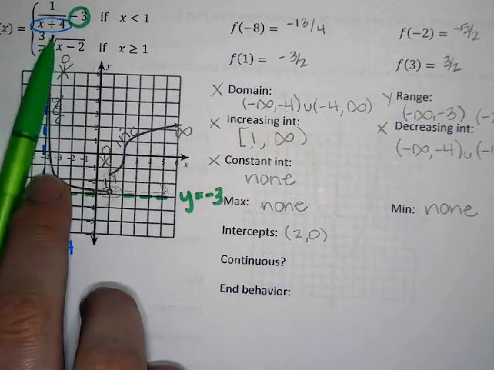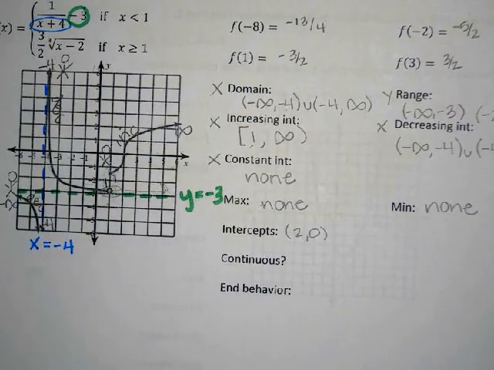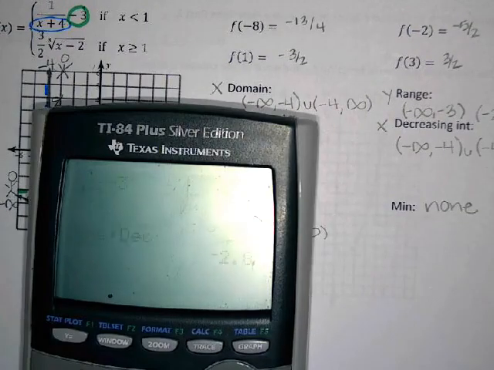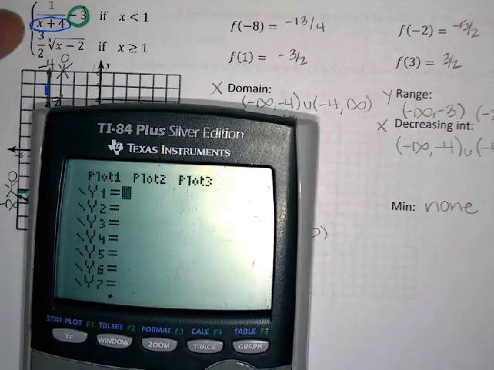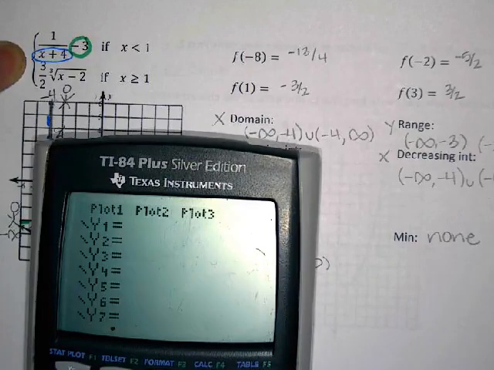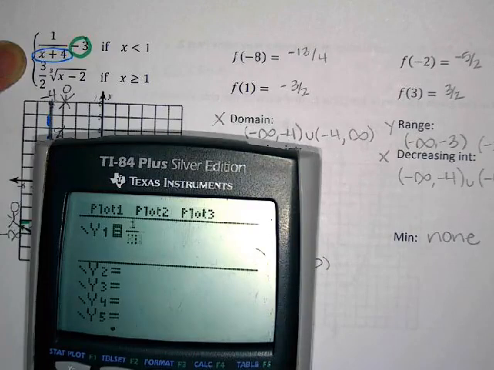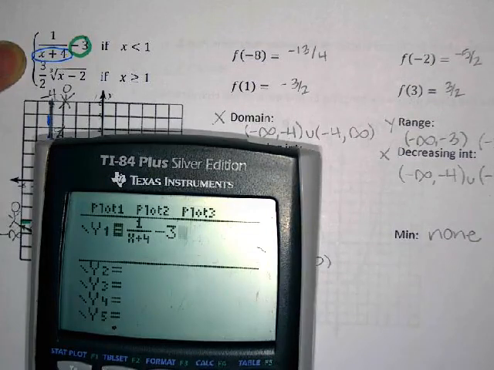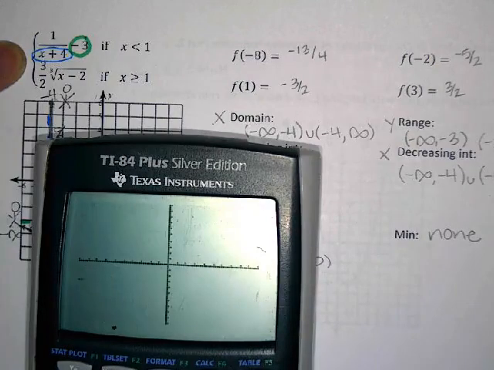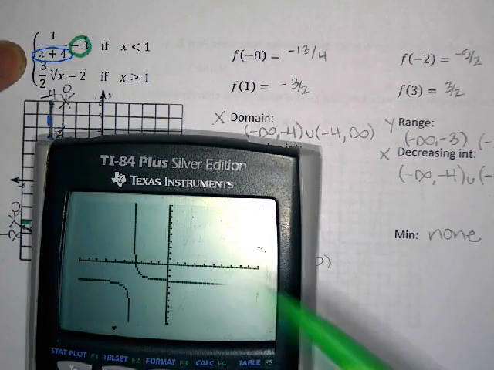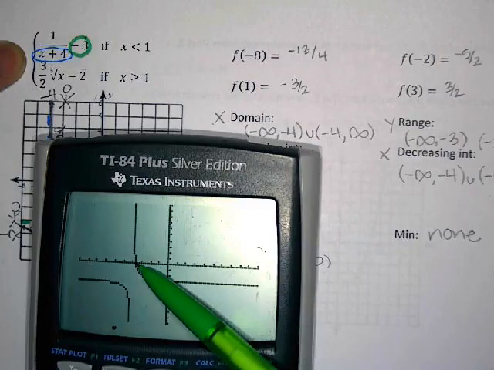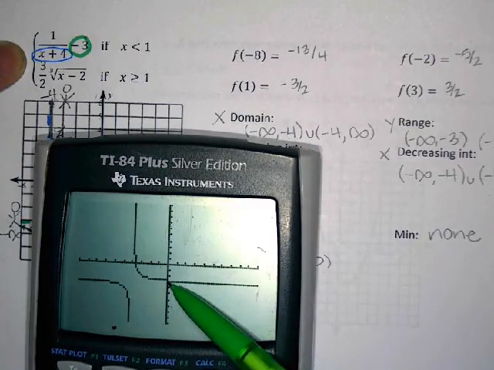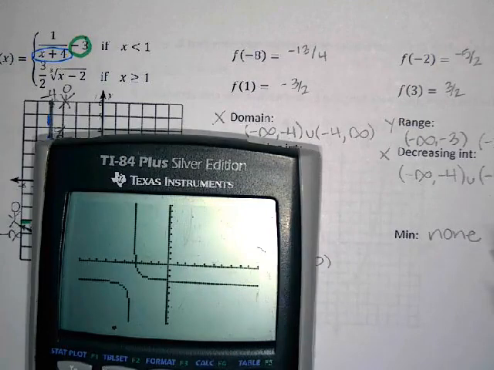So I'm going to go ahead and graph this now. So I've got 1 over x plus 4, minus 3. And I can see there's the x-intercept right there. Here's the y-intercept over here. And do we remember how to find an x-intercept? What do we do?